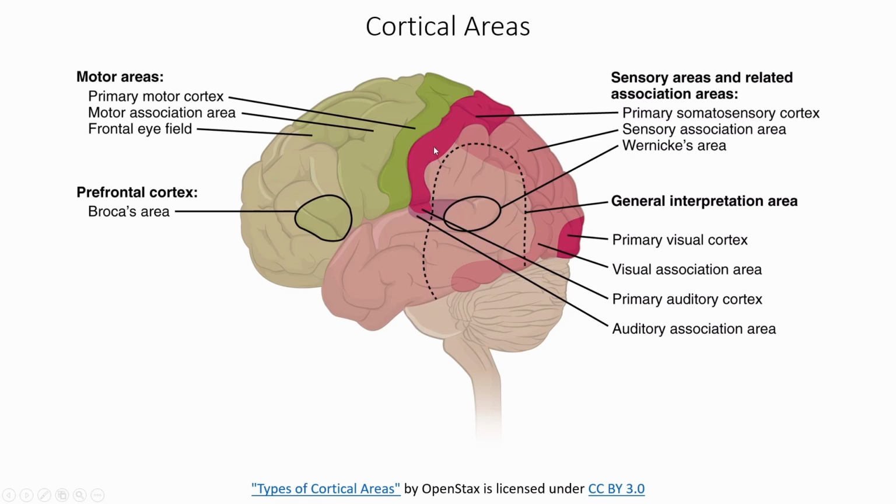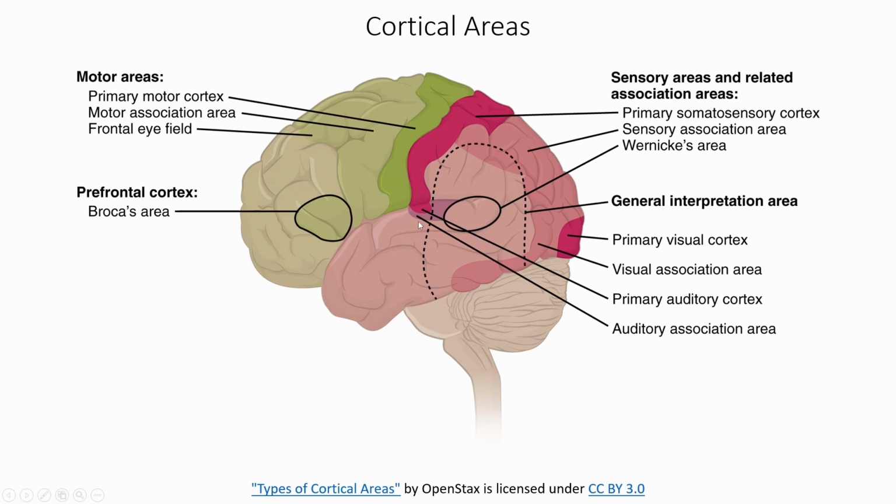On the parietal end, we have the primary somatosensory cortex in this deeper kind of hot pink, and then the sensory association area is back here. Wernicke's area is right here encircled. And then the primary visual cortex back here in deep pink with its association area.